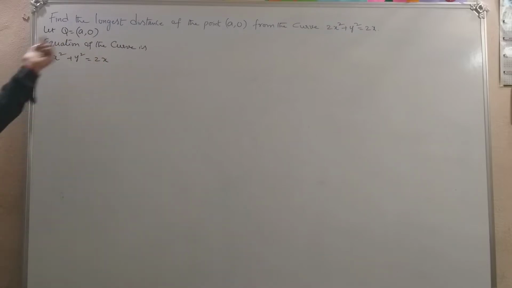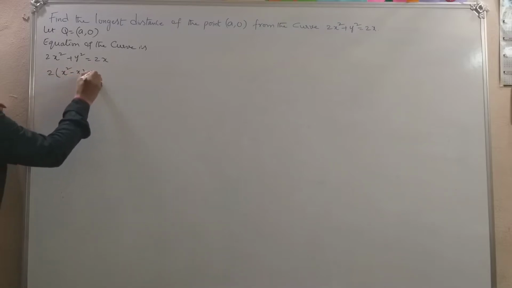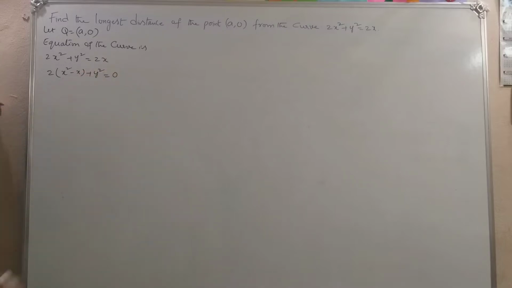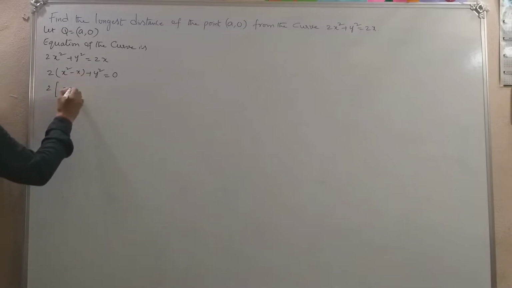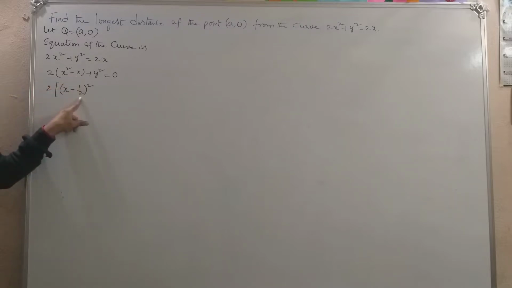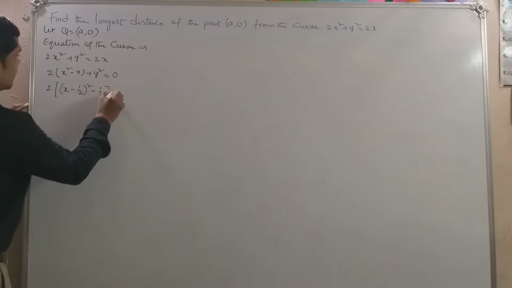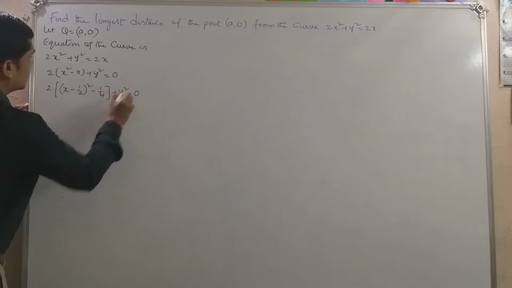Now I can write the left-hand side, taking 2 common: 2(x² − x) + y² = 0. Now it can be written as 2 times (x − 1/2)², because (a − b)² gives x² − 2ab, that is minus x, plus b², that is 1/4. That is additionally I got it, so I am subtracting here 1/4, plus y² is equal to 0.